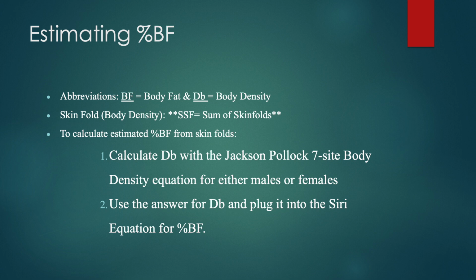Skin fold is sometimes referred to as SF, and SSF is the sum of skin folds. These are things that you're going to see within your lab. In our lab, we're going to calculate an estimated body fat percentage from the skin folds. We're going to use the Jackson-Pollock 7-site body density equation to calculate the body density, and then use the answer from the body density and plug it into the Siri equation for percent body fat. These equations will be provided for you on the lab and are also provided in this lecture.